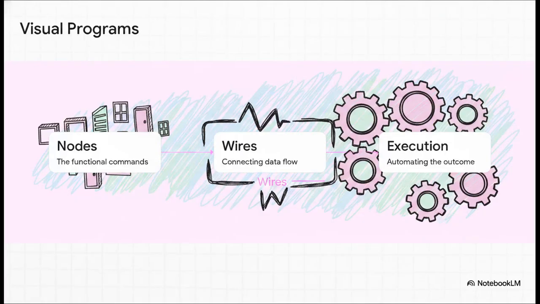The anatomy of a visual program is surprisingly straightforward. First, you drop a node onto your workspace, which is essentially just a functional command. Next, you connect it with wires to pass data along to the next node. And finally, you hit execute. Boom. It instantly runs complex, rules-based designs. It's incredibly intuitive once you get the hang of it.